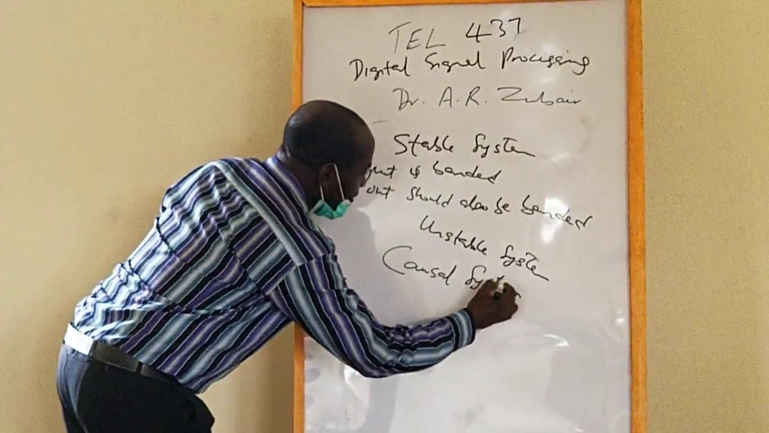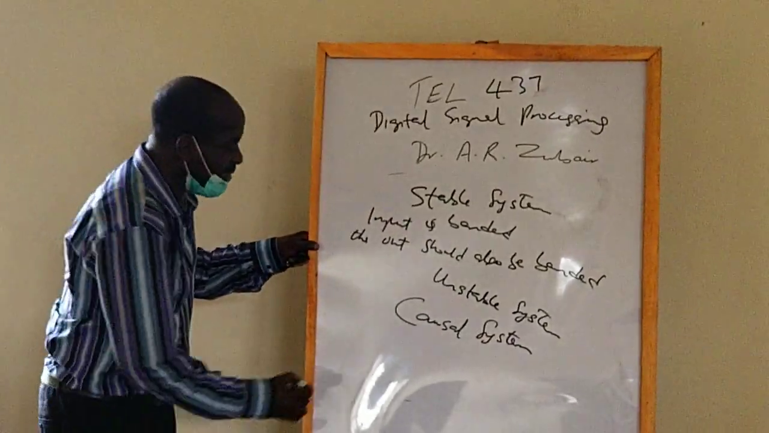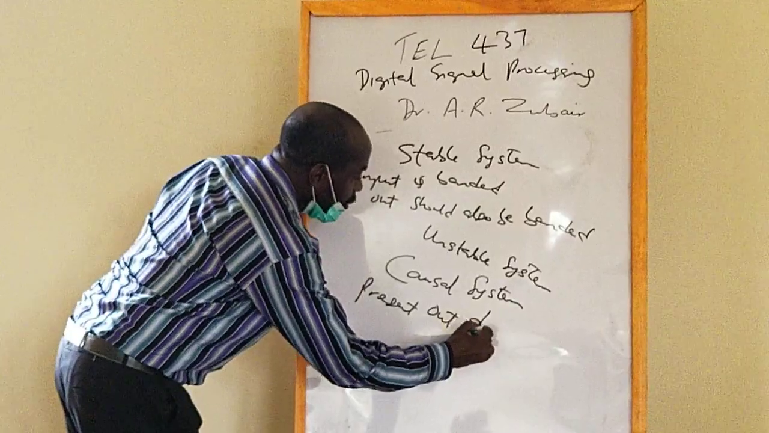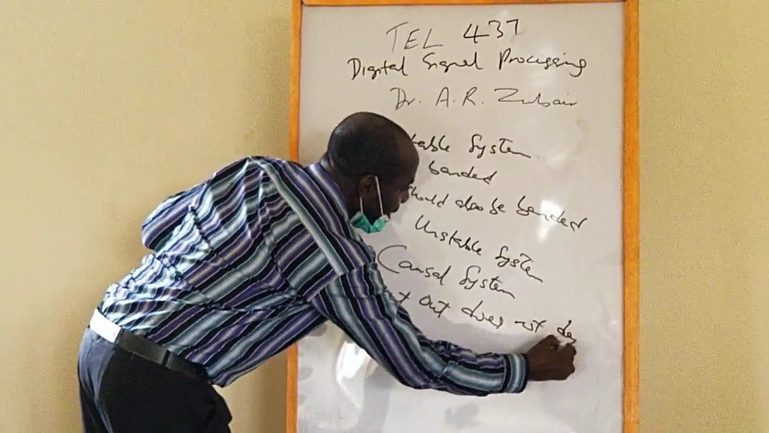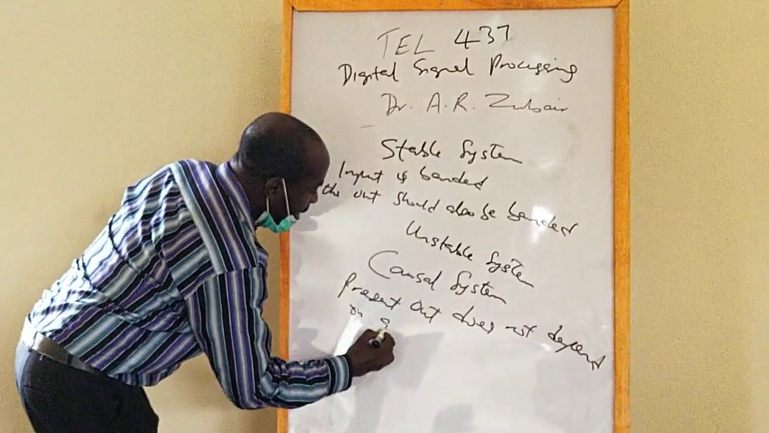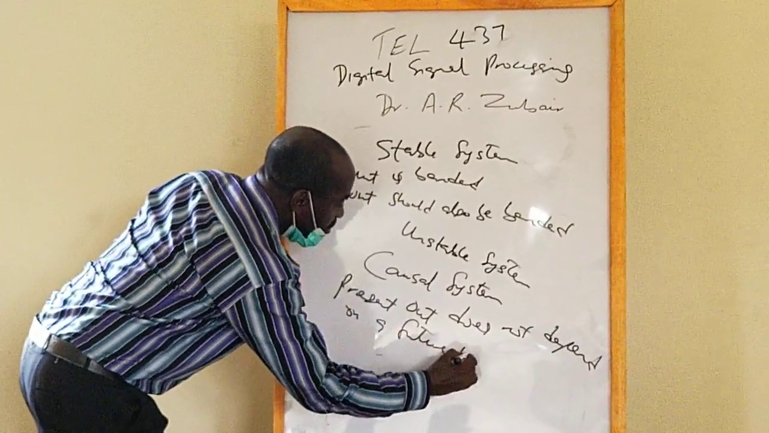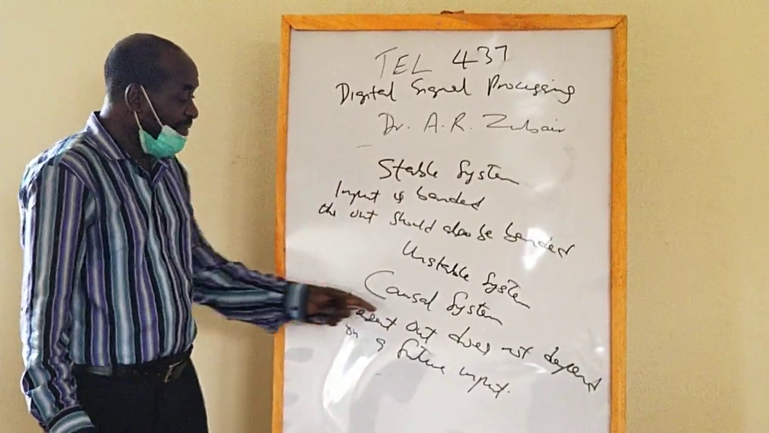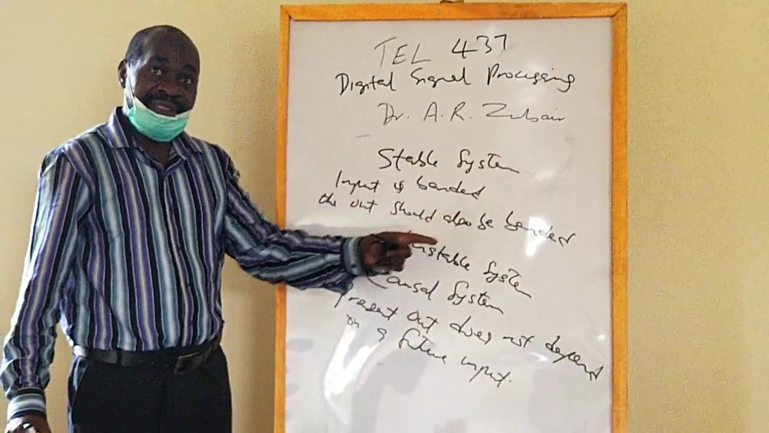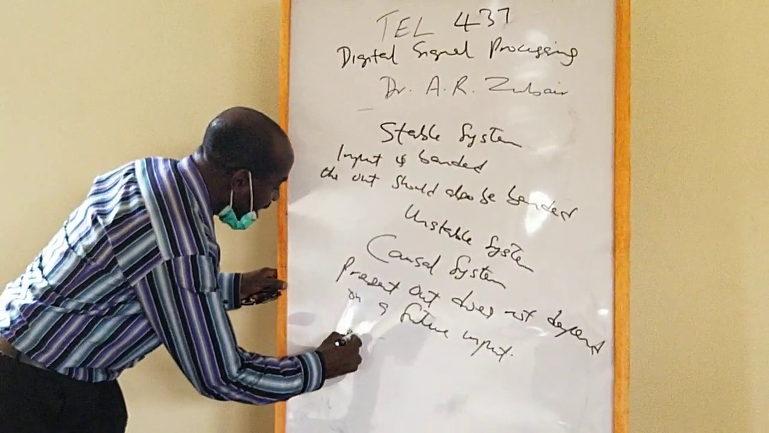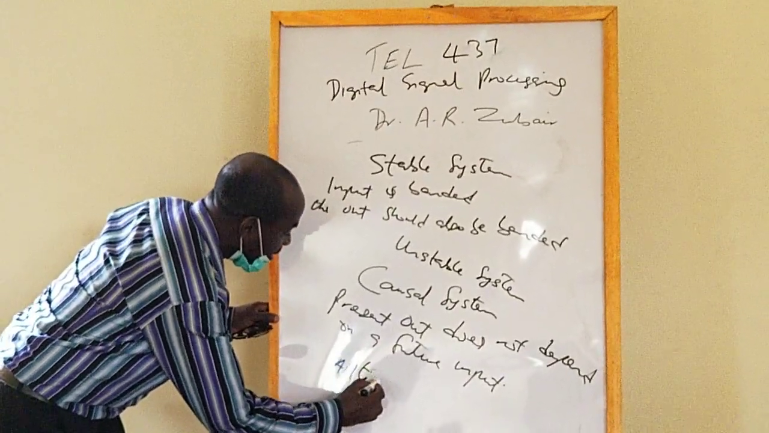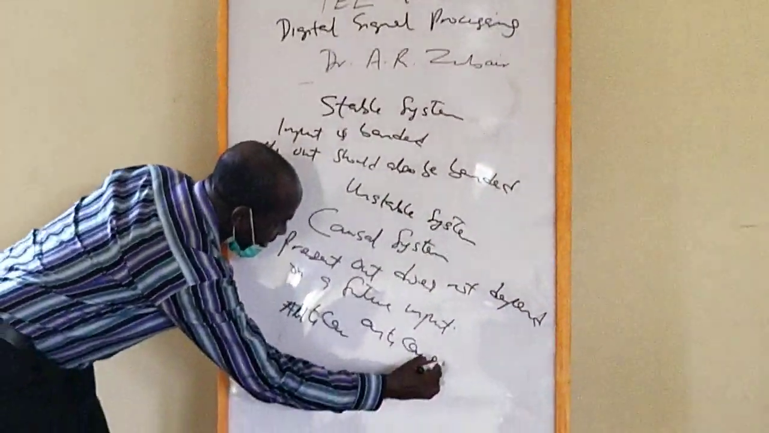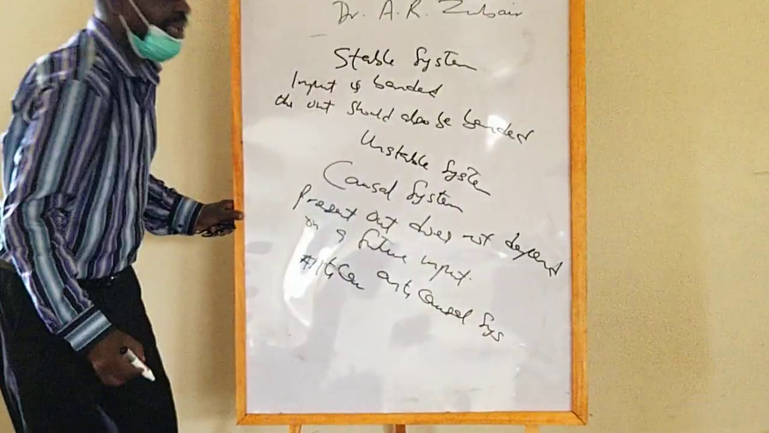Another thing we want to introduce is the causal system. A causal system is such that the present output does not depend on a future input. Then we say that system is a causal system. But if the present output depends on a future input, then we say it is what? Anti-causal system.